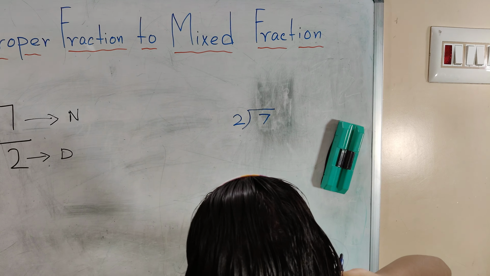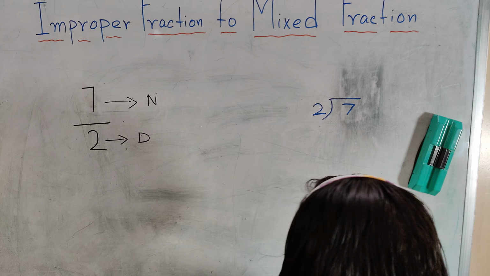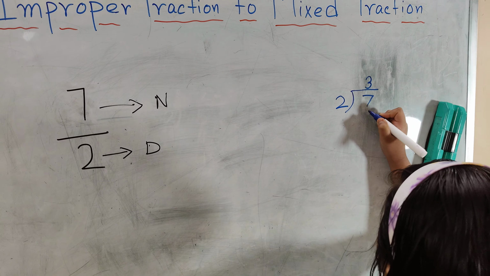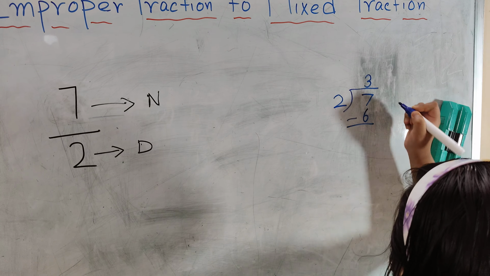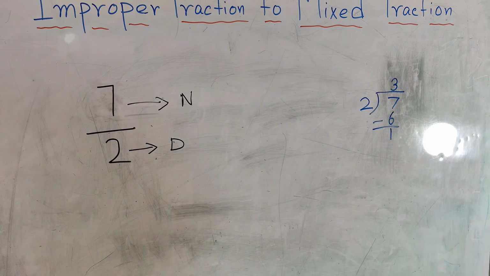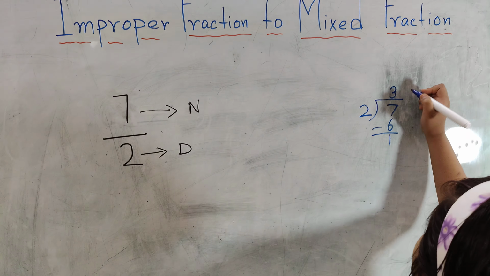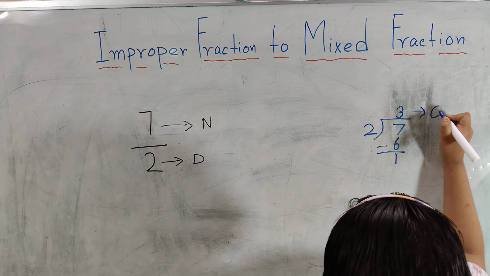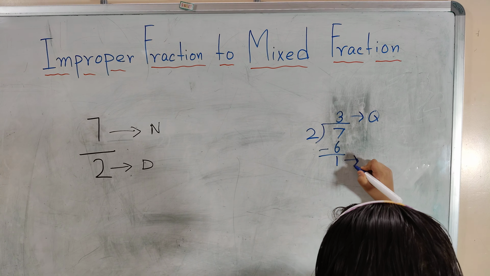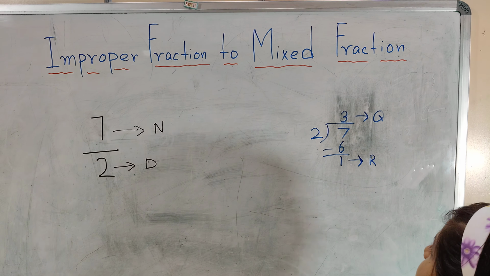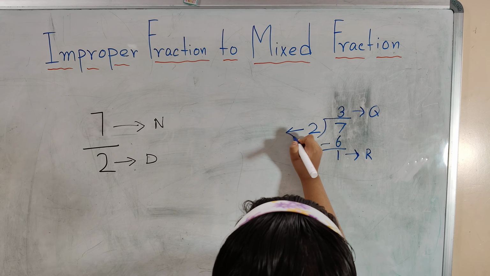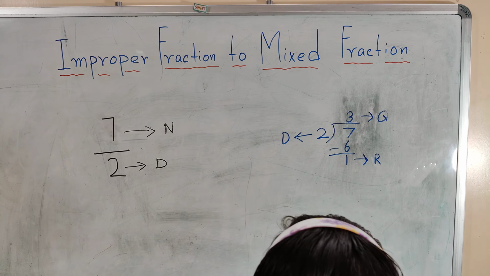2 ones are 2, 2 twos are 4, 2 threes are 6. 7 minus 6, 1. Very good. So what is the quotient? 3. Yes. Show me the remainder. 1 is the remainder. And which one is the denominator? Yes, 2 is the denominator.